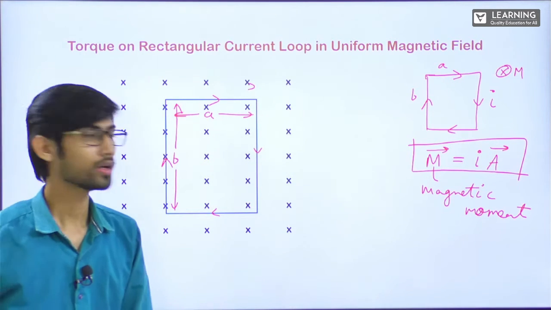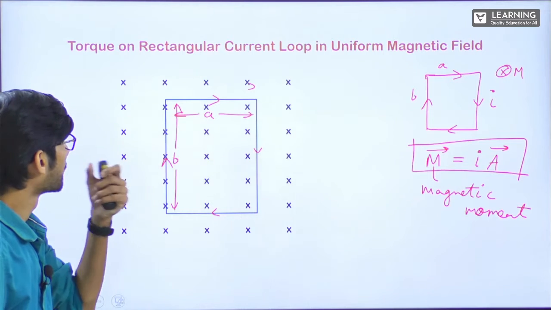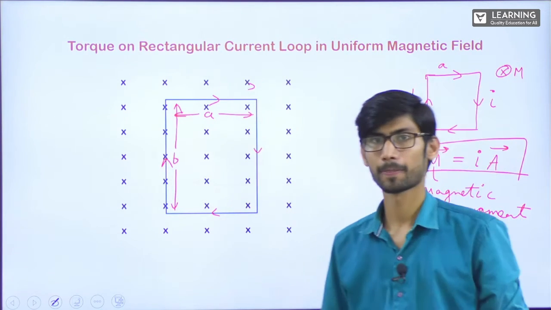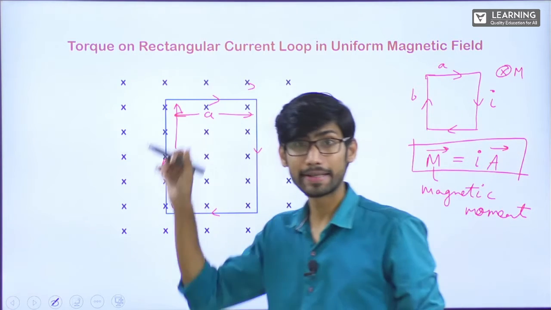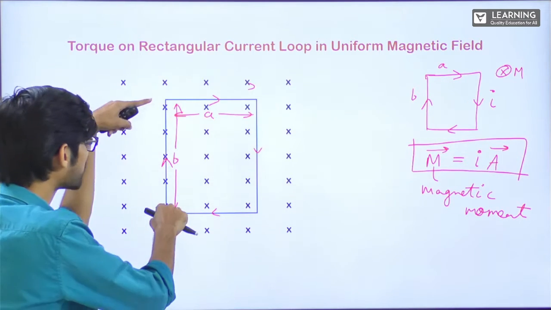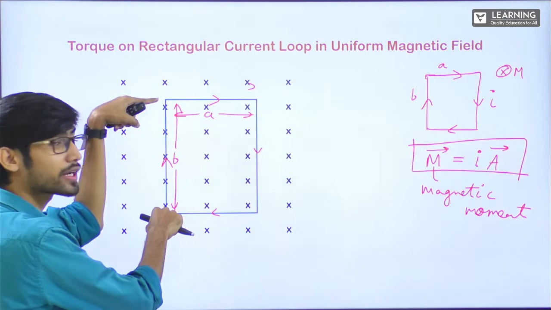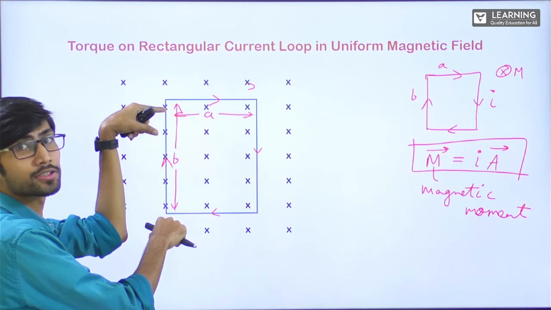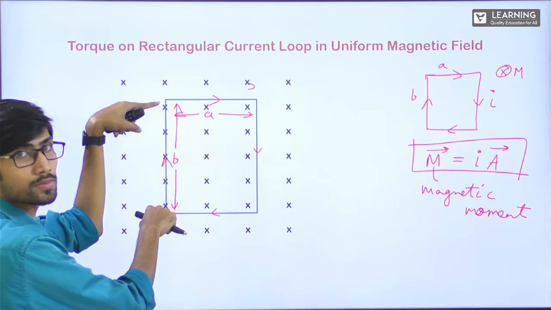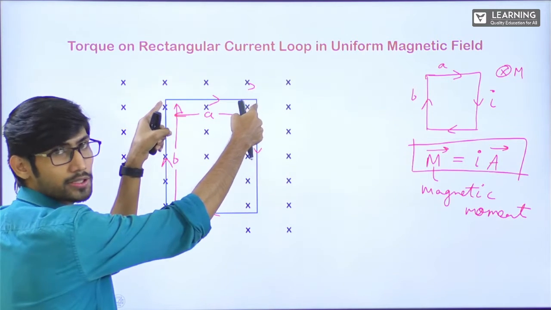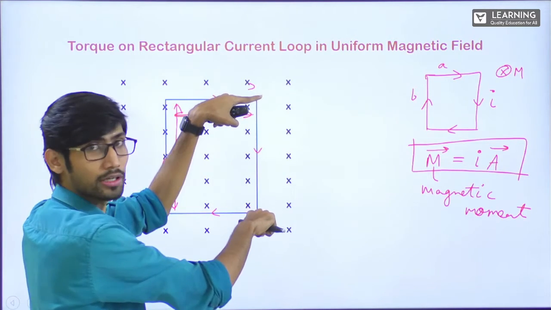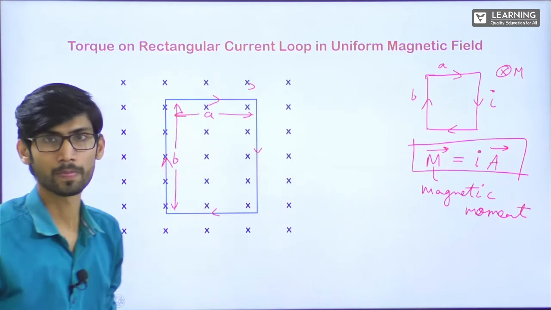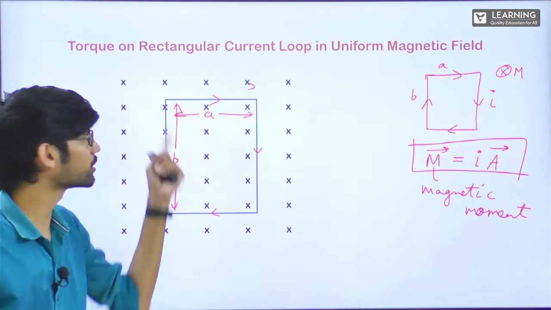Clear? Now, will this particular loop experience force? For the force on this entire loop, let's take out the force on each part of this loop. Here, if you see, this is a straight wire. We know that if a straight current carrying conductor is in a magnetic field, it experiences force. So this wire will experience force. This wire is also in the magnetic field, it will experience force. This wire is also in the magnetic field, it will experience force, and this wire will also experience force. All the four wires will experience force. Then we will see the net force on this entire loop.